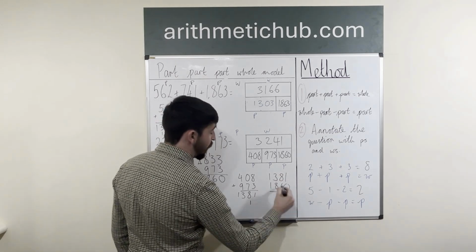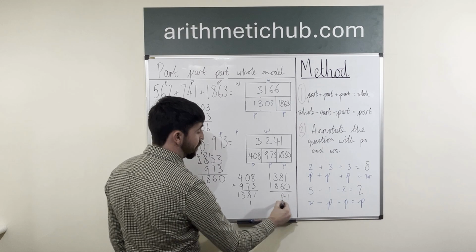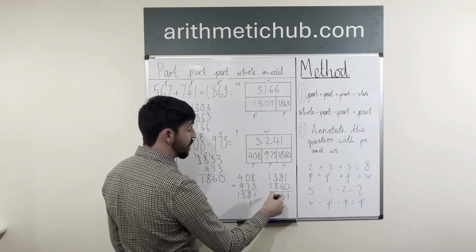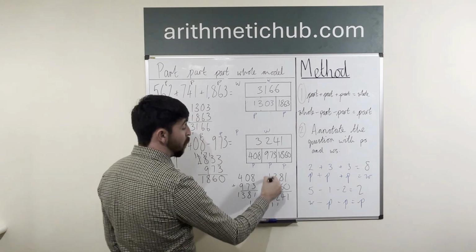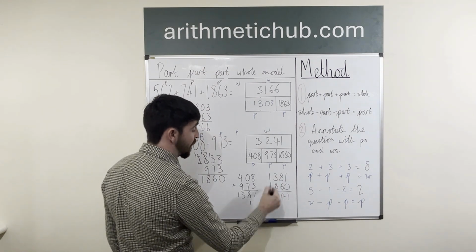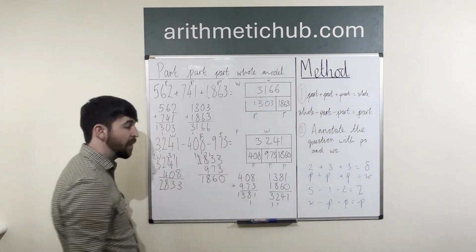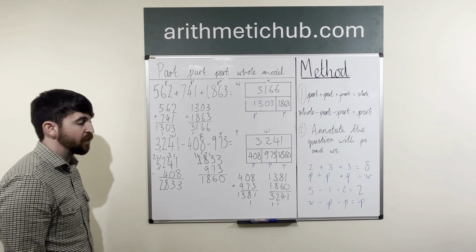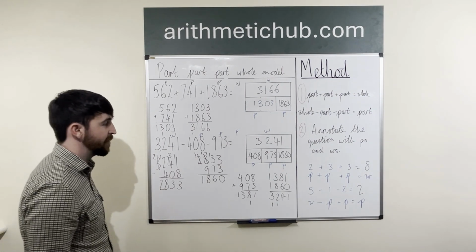1,860. 1 add 0 is going to give me 1. 8 add 6 is going to give me 14. 8 add 3 is going to give me 11. Add the 1 is going to give me 12. 1 add 1 is 2. Add the 1 is going to give me 3. 3,241. So my whole would be 3,241. So now we've done it and we've checked it to check that it makes sense.